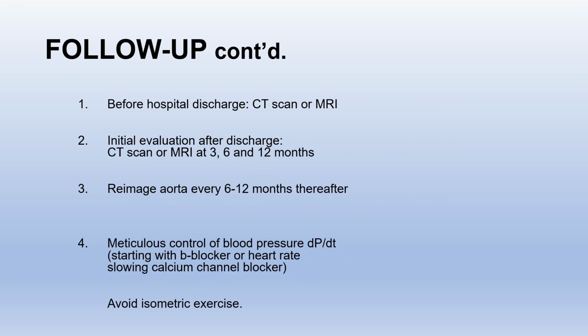Before hospital discharge, CT scan or MRI for the initial evaluation. After discharge, CT scan or MRI at 3, 6 or 12 months, then re-image the aorta every 6 to 12 months thereafter. Meticulous control of blood pressure and dP/dt, starting with a beta blocker or heart rate slowing calcium channel blocker. Avoid isometric exercises.